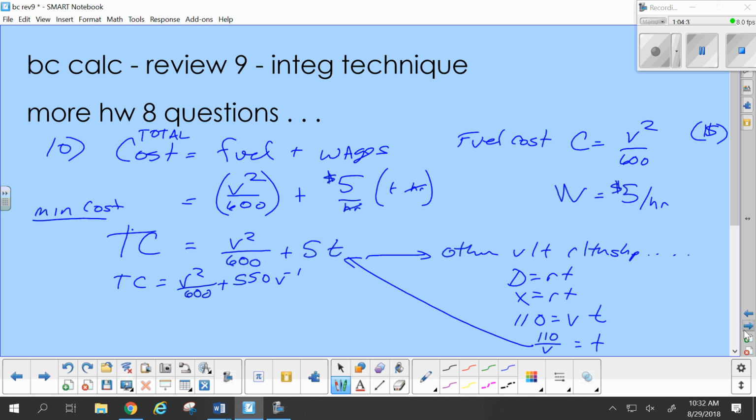Either way, you can write it with V to the power of negative 1, it's fine too. You with me? Okay, now what do I do? Are you good from here? Should we keep going?